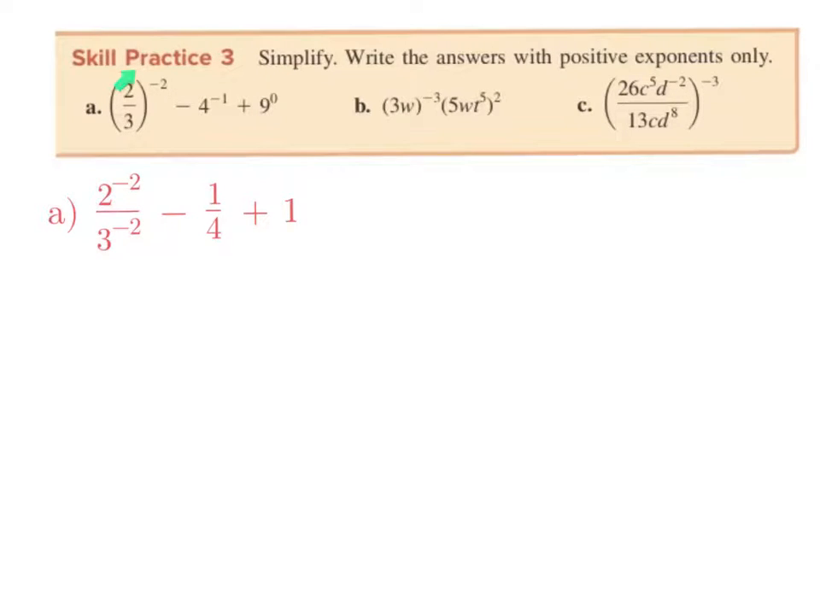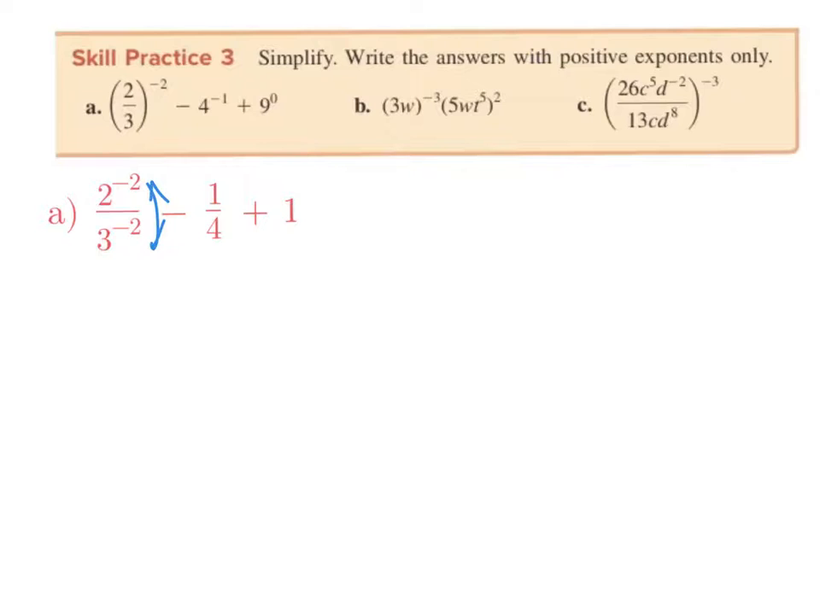Okay. Raise both of them to the -2. This 4 just goes down, 4 to the +1 now. So it goes down, and of course 9 to the 0 is 1. Now what has to happen is these basically switch positions.